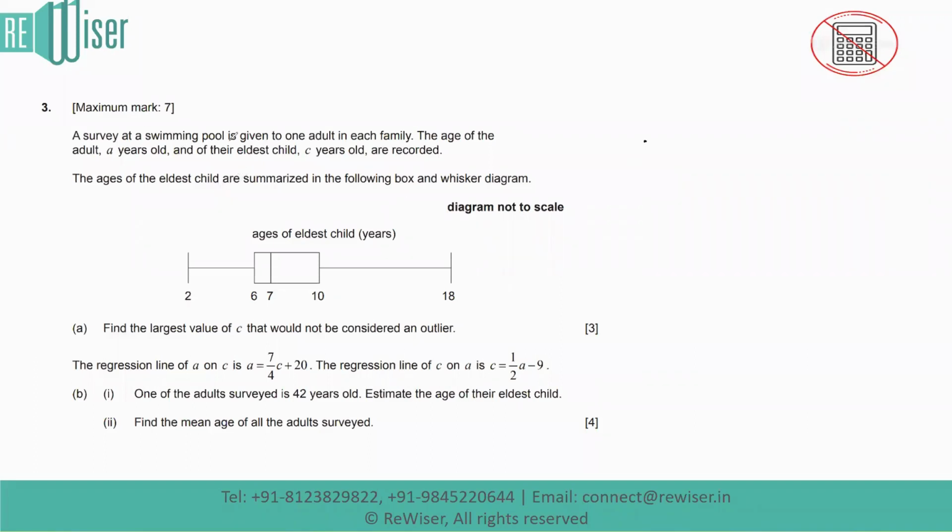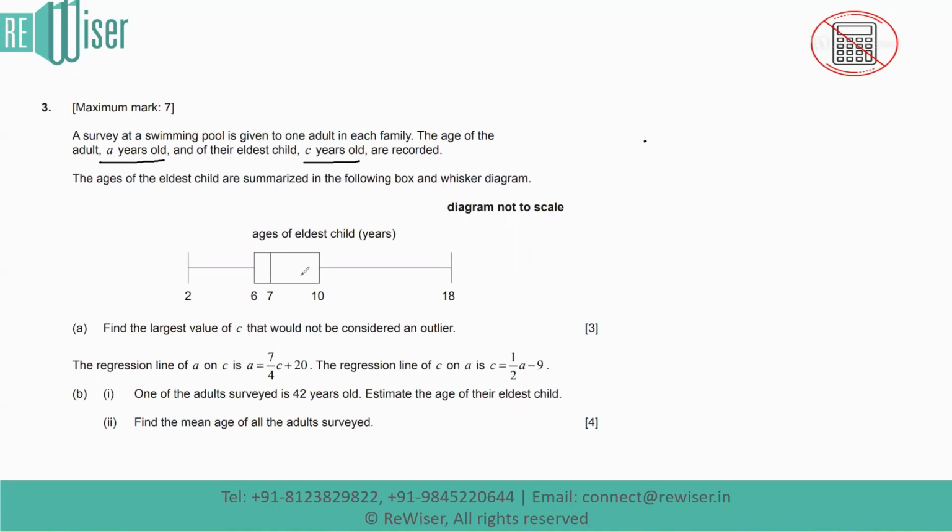A survey at a swimming pool is given to one adult in each family. The age of the adult is A years old, and of the eldest child is C years old. Both are recorded. The ages of the eldest child are summarized in the following box and whisker diagram.